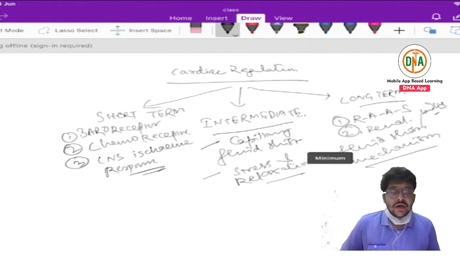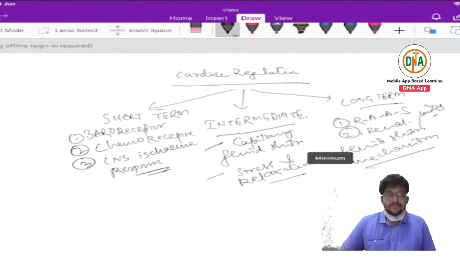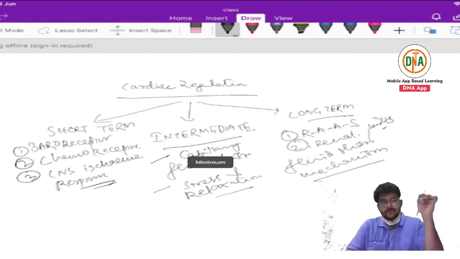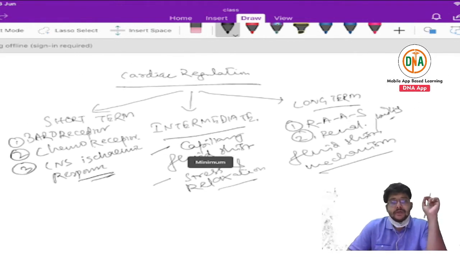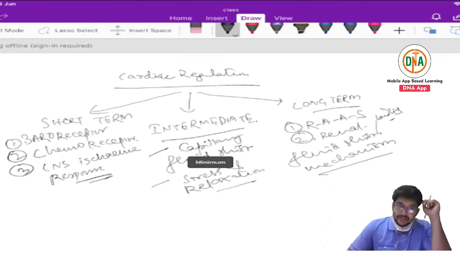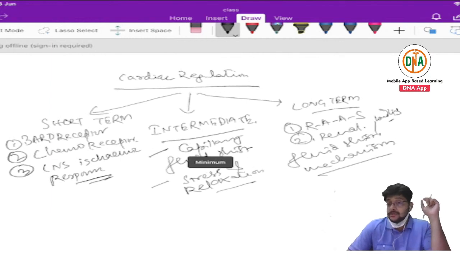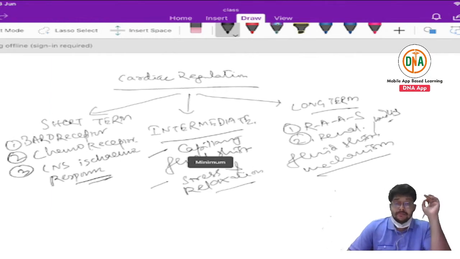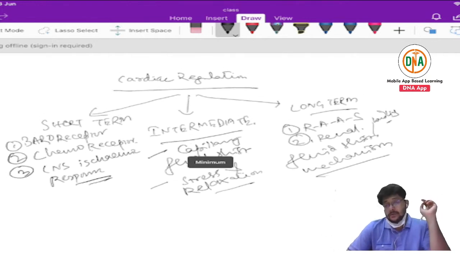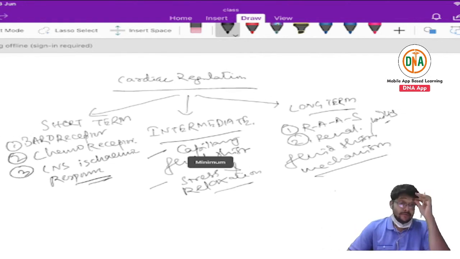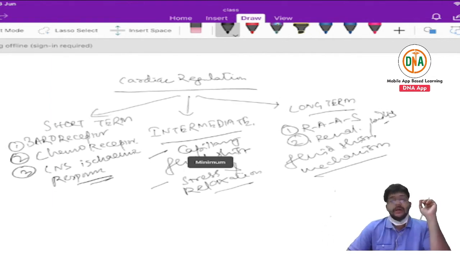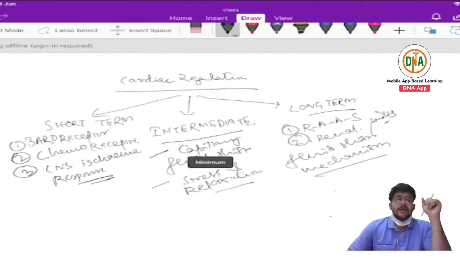So these are the three things. I will urge you to take note of the three systems. Let me enumerate once again. One is short term, the second is intermediate term, and the third is the long term mechanism. The short term mechanism is the baroreceptor mechanism, the chemoreceptor mechanism, and the CNS ischemic response, whereas the intermediate term is capillary fluid shift and stress relaxation, and the long term is renin, angiotensin, aldosterone system and renal fluid handling mechanism.